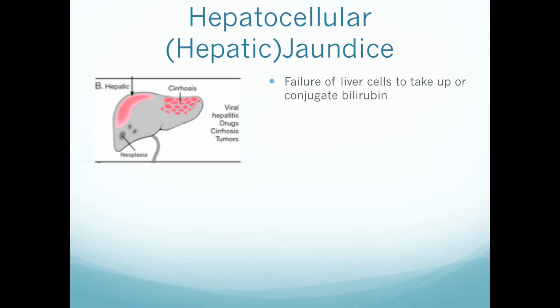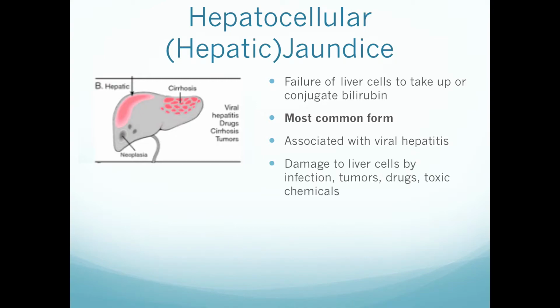So either the liver cells are not taking up and conjugating bilirubin, or we're not getting hepatocyte production of bile. This is the most common form. In adults, we see this mainly associated with viral hepatitis, but you'll see on the next slide, it's so common because of the newborn form, which is a transient type of jaundice, which means it comes and it goes, but it does lead it to predominate these types of jaundice.